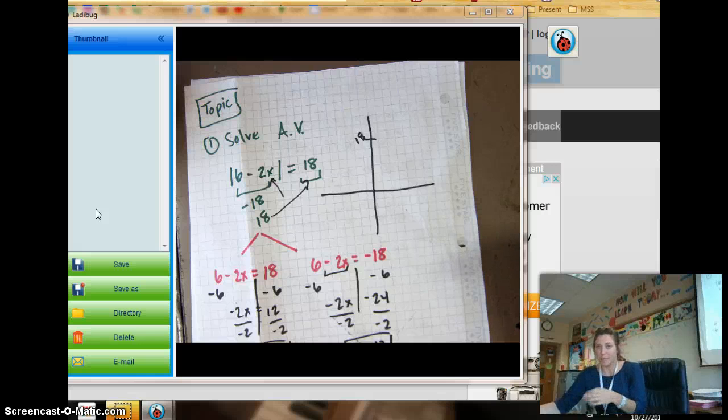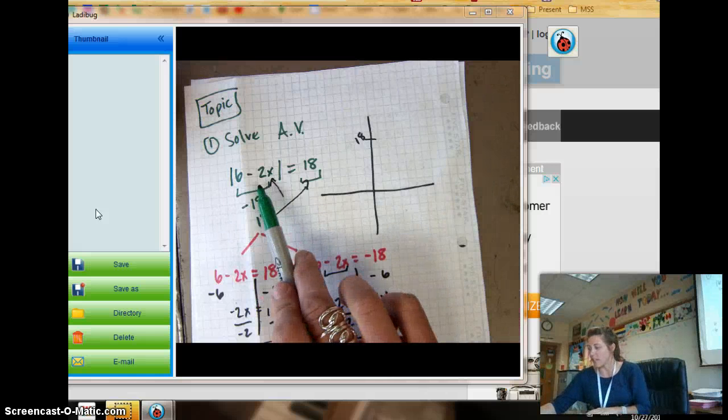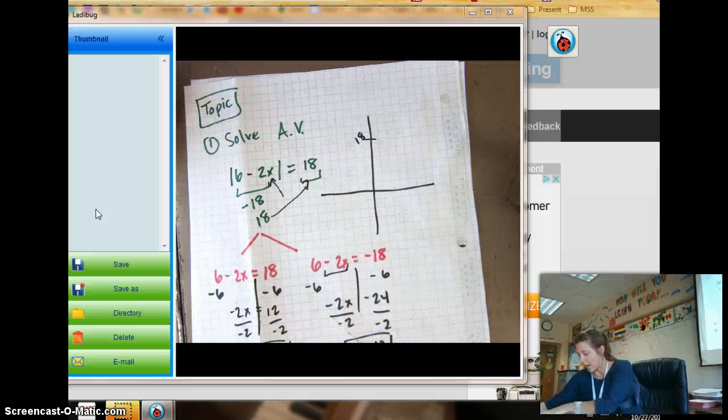But you can put this into Desmos, like I said. You can say y equals the absolute value of 6 minus 2x. And what happens is it hits right at 3 for our check mark. So if it comes up like this, our 18 line, where y equals 18, is going to hit 2 points. So that's where those two answers come in.